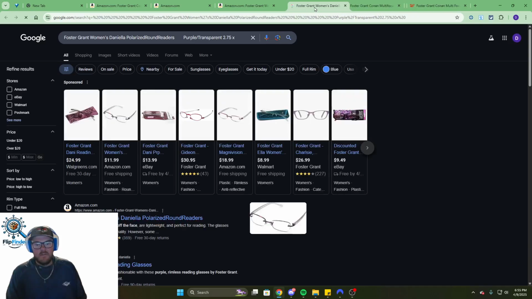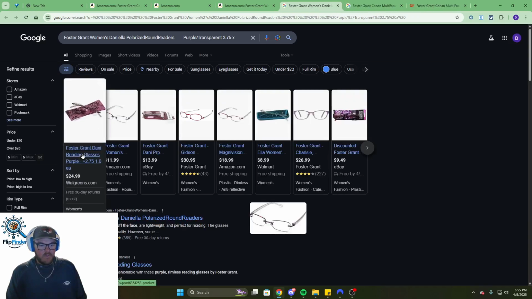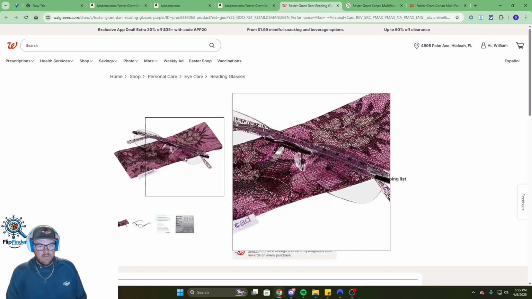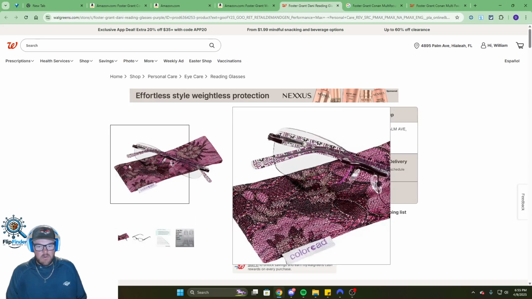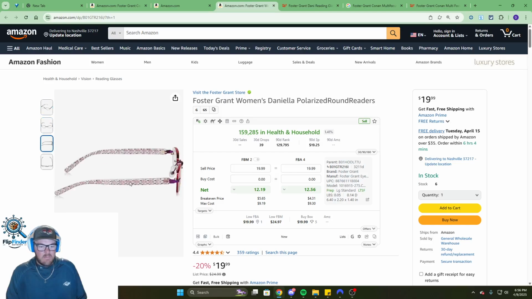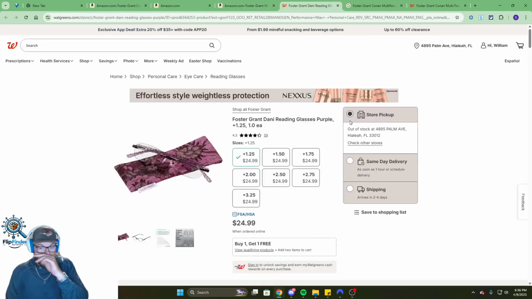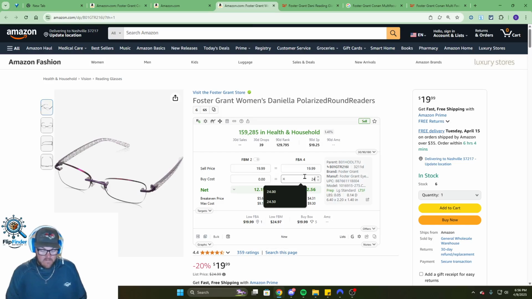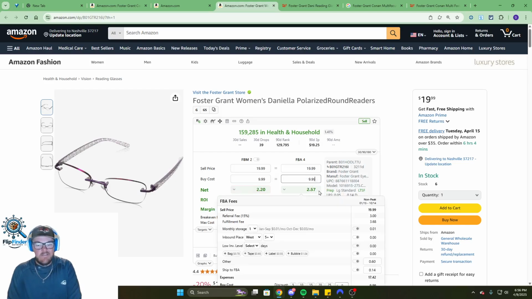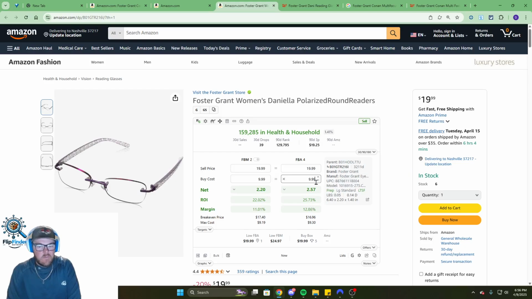So let's Google this right quick. Go back to Walgreens here, make sure this is a match. Looks like it is. They're kind of purple with some little flower looking things. Looks like a match to me. We are at $24.99 here, buy one get one free. So 50% discount essentially. Also stacking that 20% from Walgreens, we're at $9.99, $2.57, 25% ROI.